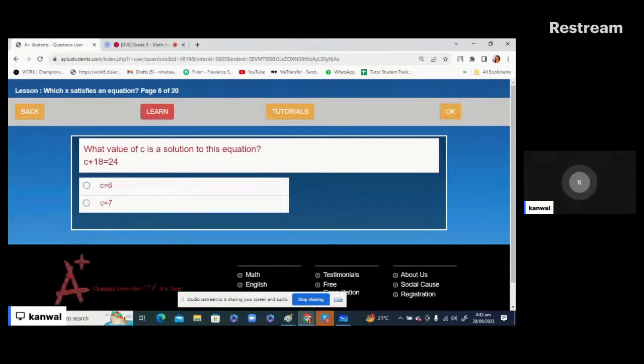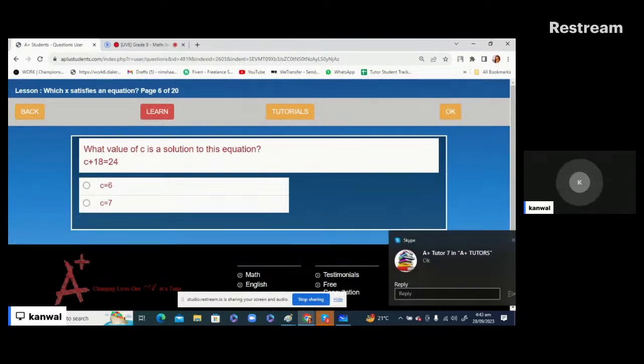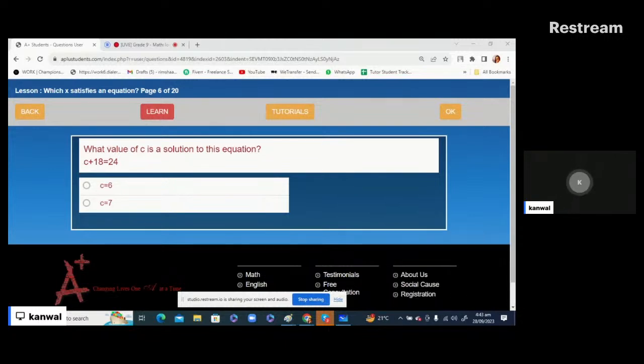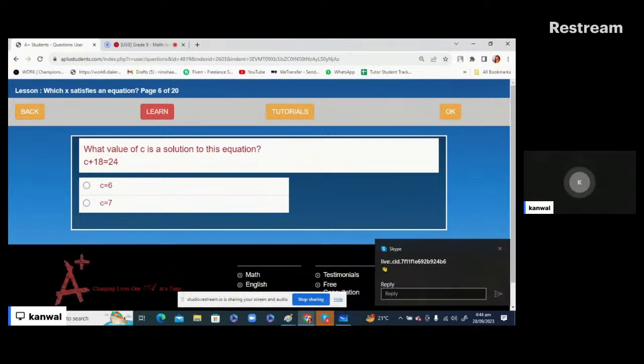C plus 18 equals 24. We already know this question. We have already done this question. So whether you put c as 6 or c as 7, just add it to 18, 6 and also 7, and then check your answer. If you add 6, then 6 plus 18 becomes 24.